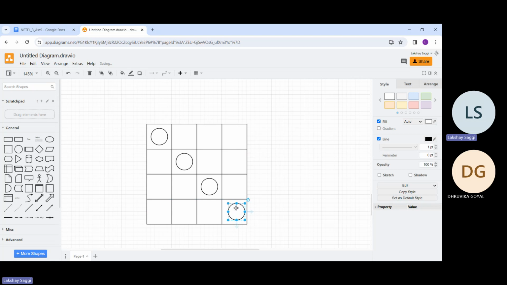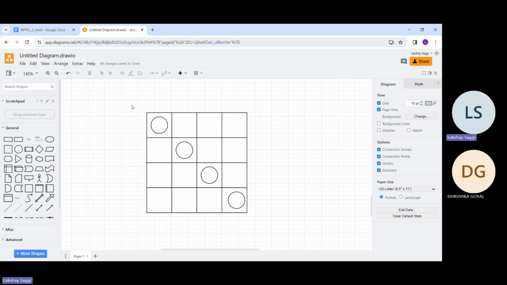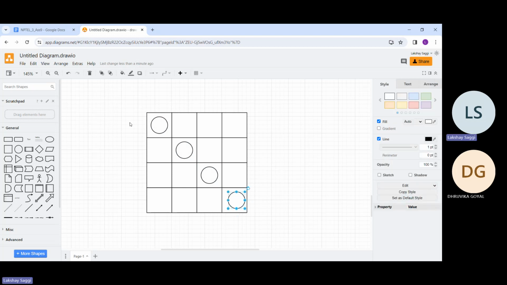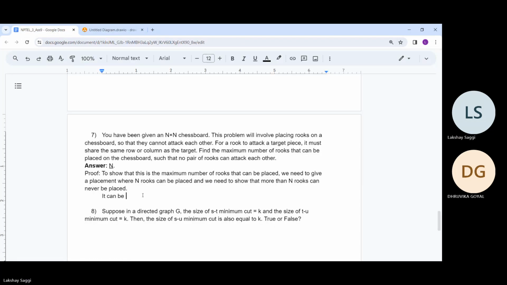It can actually be seen that if we place these four rooks along these diagonals, then no two rooks can kill each other, because rooks can only move along the same column or row. So no two rooks share the same column or row. This can be generalized to n also, but specifically for n equals 4, four rooks can be placed along the diagonals and they won't be killing each other.